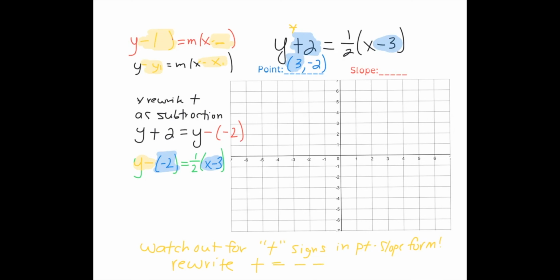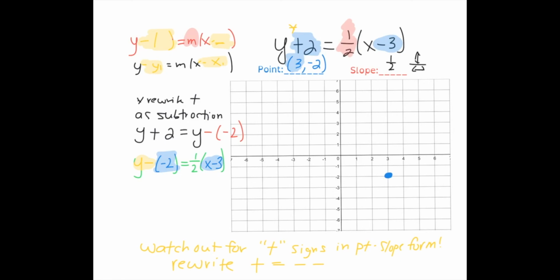So let's go ahead and finish graphing this. So we do know where our point is. Our point is at 3, -2, which is right here. So that was our first step, is plot the given point. The next thing we would do is just identify our slope. And we can see our slope, the number in front of the parentheses, is a 1/2. So that is the slope of our line. It's a positive 1/2. So in other words, my rise is a positive 1, my run is a positive 2.